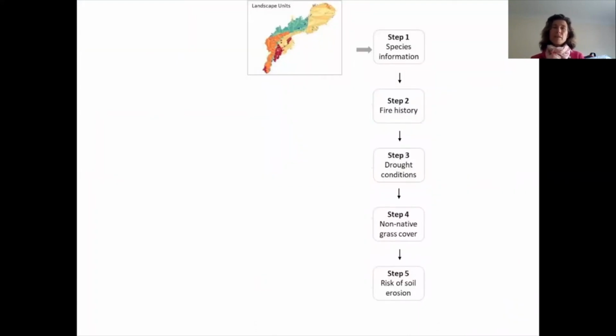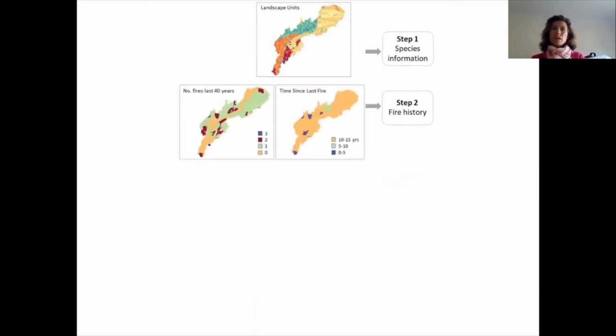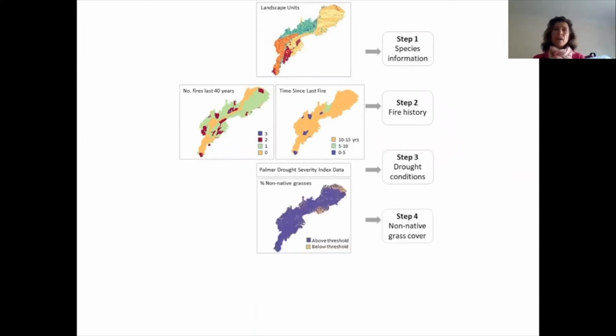The tool consists of 5 main steps. The first of all considers species information about the chaparral communities within the area of the fire. The second step considers the fire history, both the number of fires in the last 40 years, as well as the time since last fire. The third step considers drought conditions, both pre-fire and post-fire. And the fourth step considers non-native grass cover. Now, the output of those 4 steps provide us with a map of regeneration capacity of the shrubland within the fire perimeter.